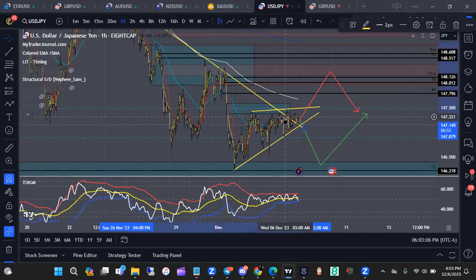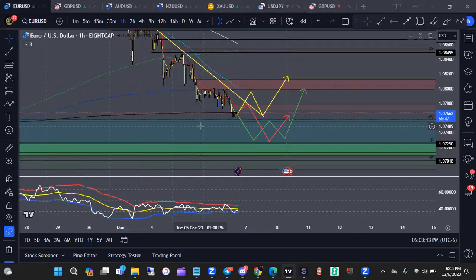I had this one more bullish, but I ended up getting out of it this morning because of the lack of movement. I just saw it really not doing anything, so I got out. But let's get right into what we're seeing for tonight.